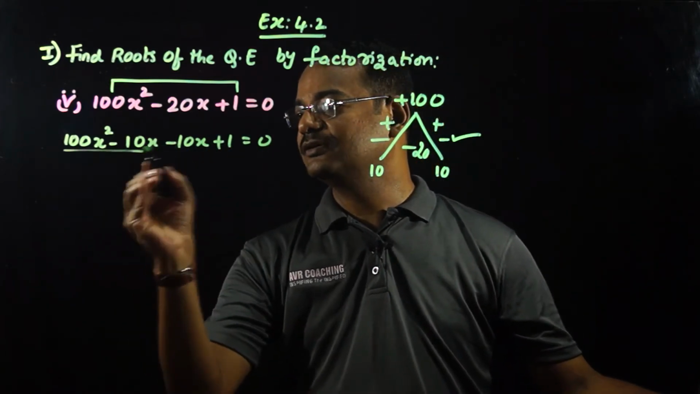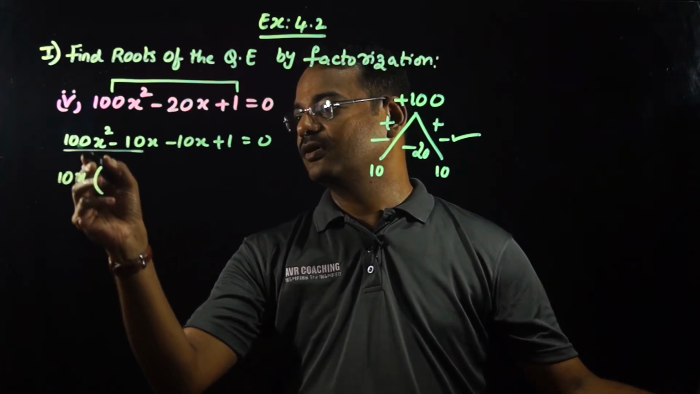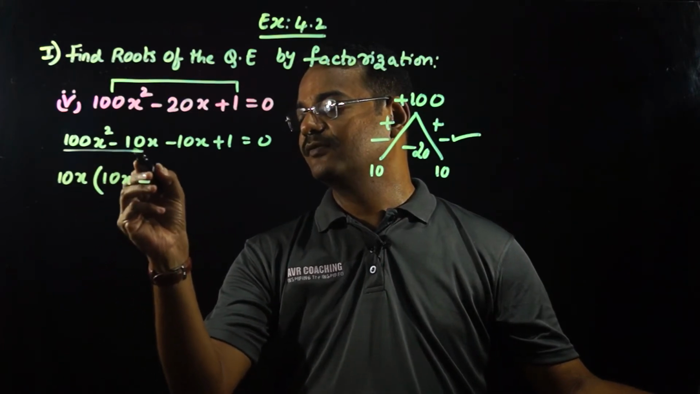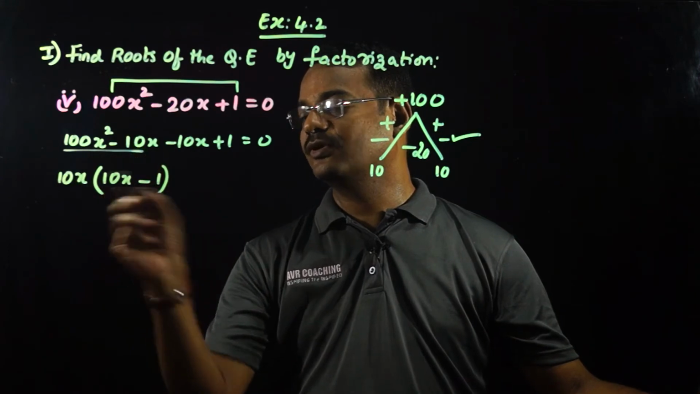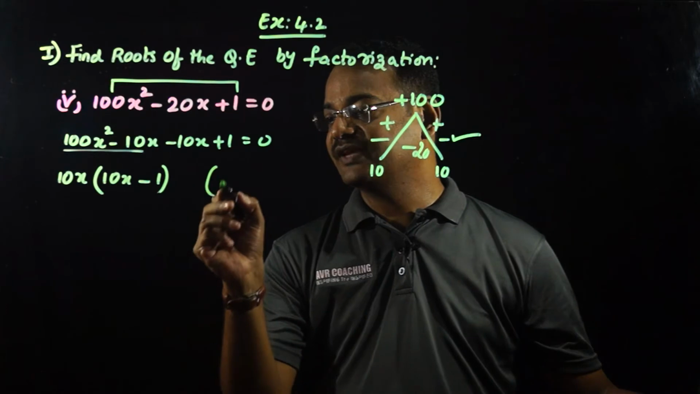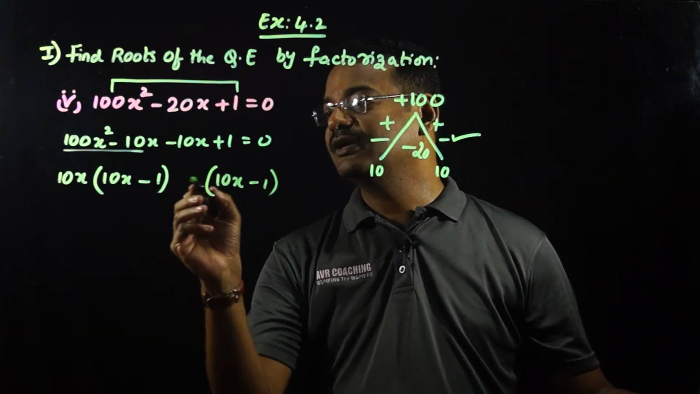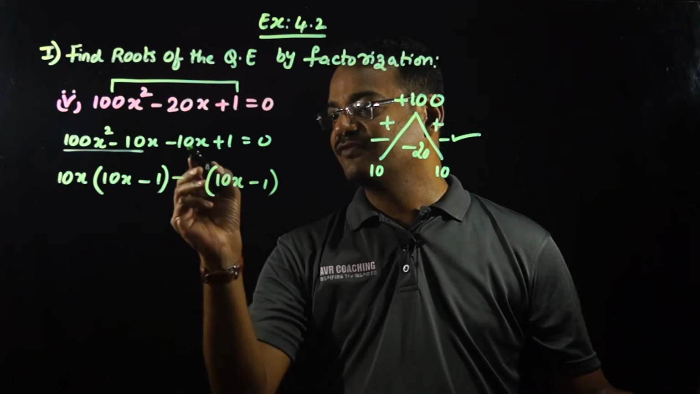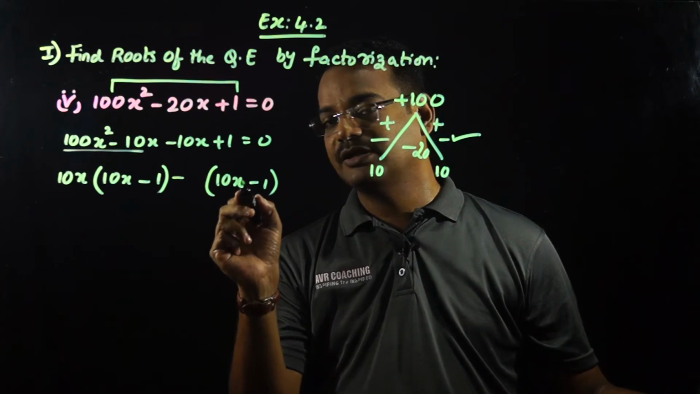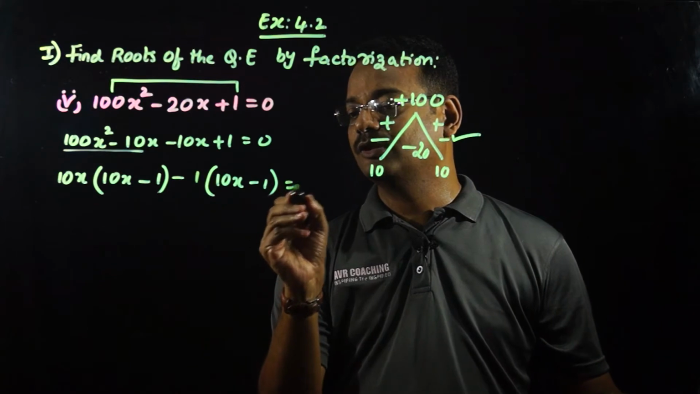Now in the first two terms 10x is the common factor. So out of 100x square we got 10x. So we are left with 10x minus 1, because out of 10x we already got 10x outside the bracket. So we are only left with 1. In the second bracket we are going to blindly write the terms in the first bracket itself. The middle term sign is minus. Inside the bracket we already got 10x, so we are only left with 1. So 1 into 1 is 1 equal to 0.